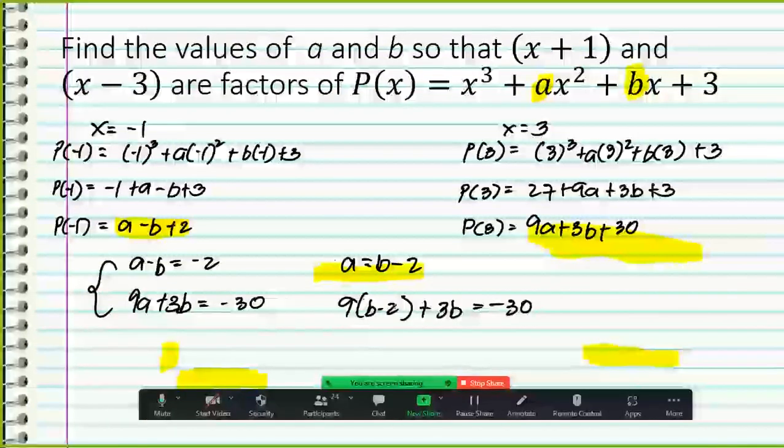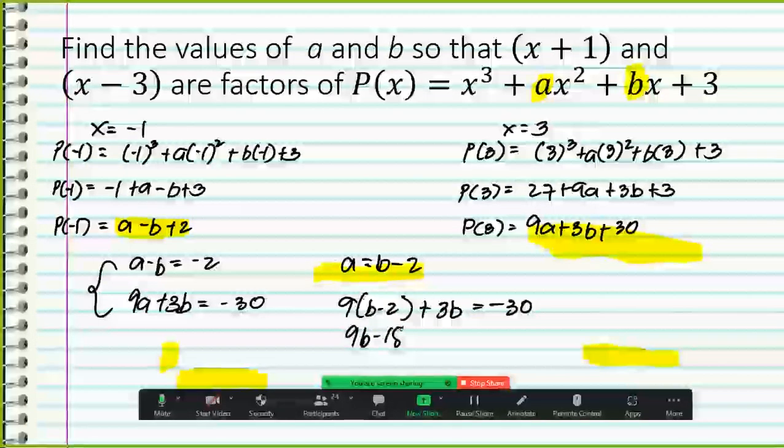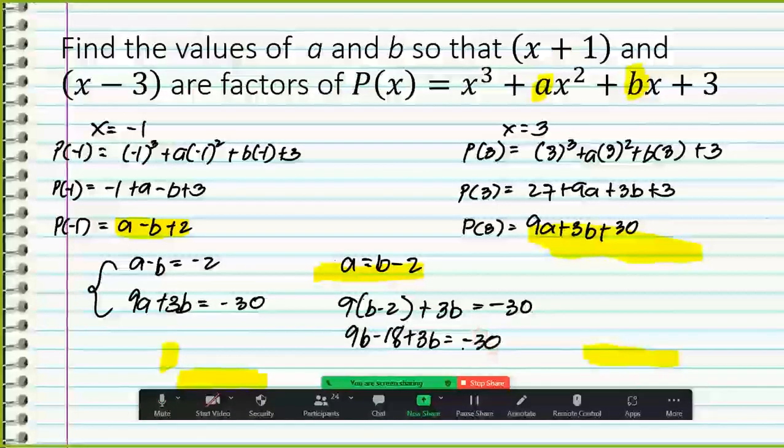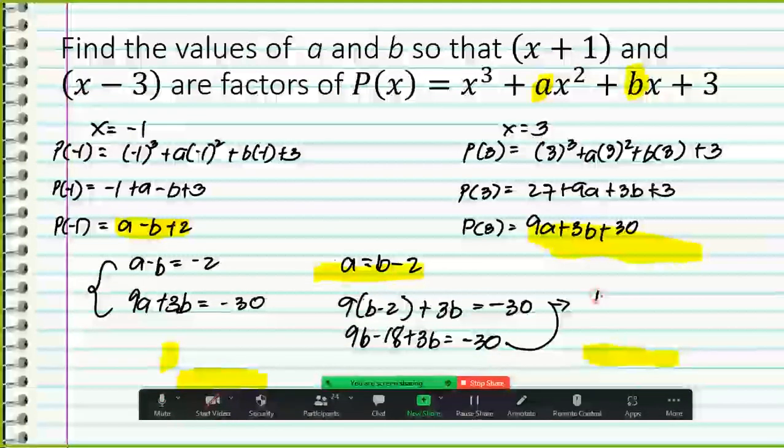Okay, then we have an additional information. We are doing this strategy so that we will leave just the same variable, one variable, so that we can solve the values of the given variables of the system of equations. So we have 9b minus 18. We distribute 9, then plus 3b equals negative 30. Then combine like terms. 9b plus 3b is 12b, minus 18 equals negative 30.